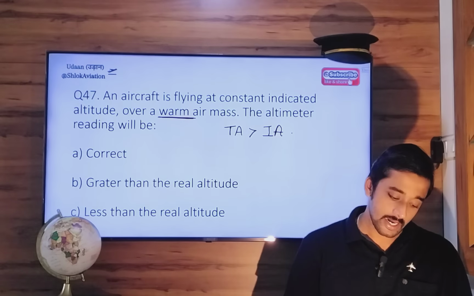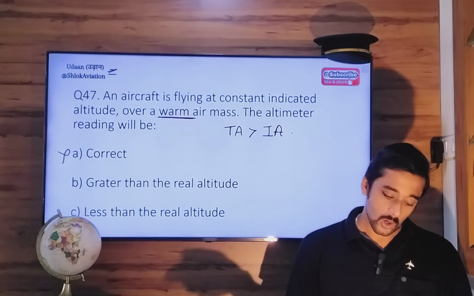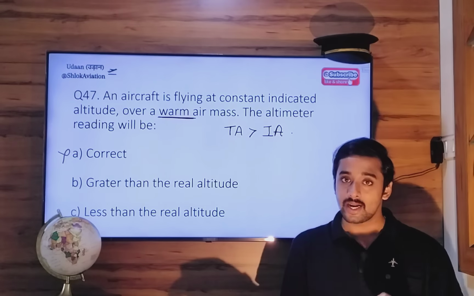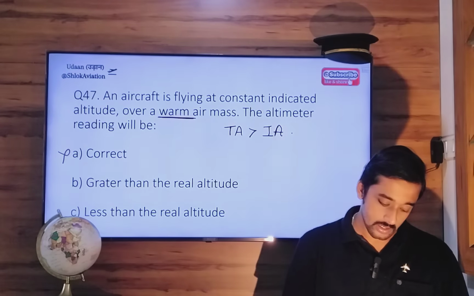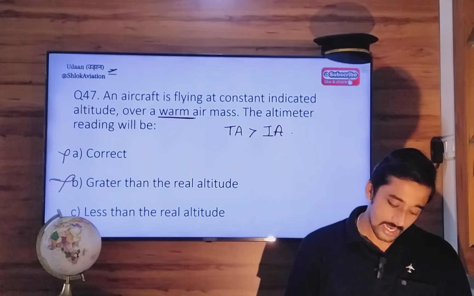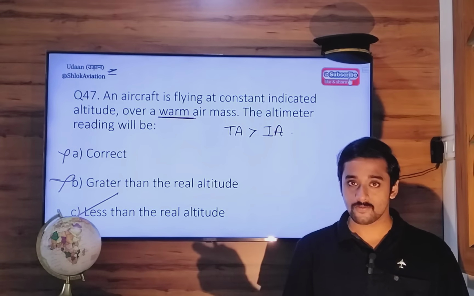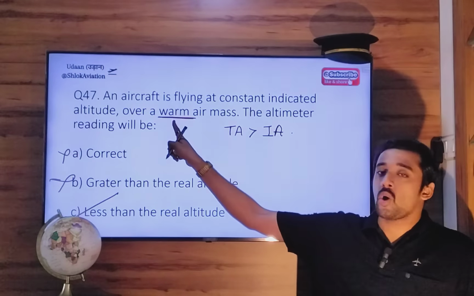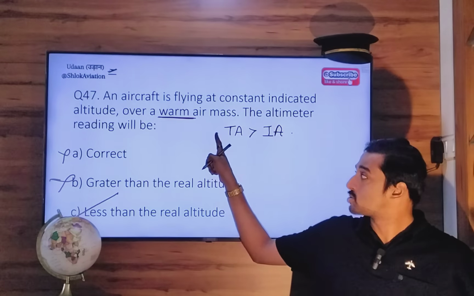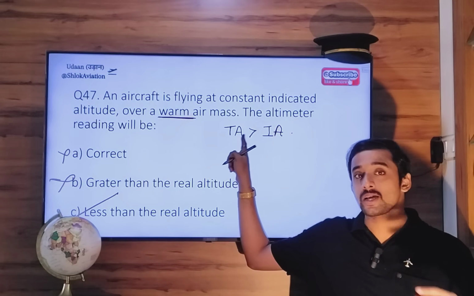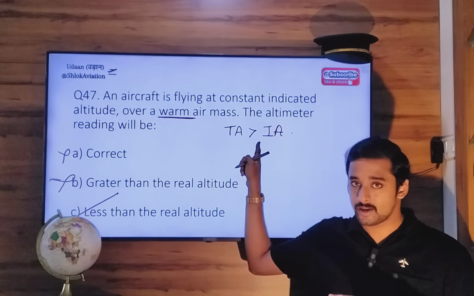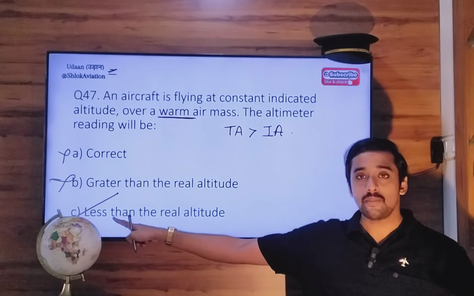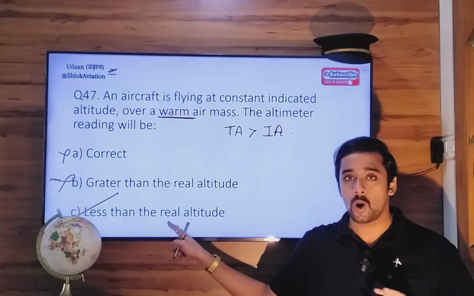So the altimeter reading will be correct? No. The altimeter reading will be greater than the real altitude, that is true altitude? No. The altimeter reading will be less than the real altitude, because if you enter a warm air mass warmer than ISA air mass, your true altitude, your real altitude is more than the altitude indicated by your altimeter. That means the altimeter altitude will be less than the real or true altitude.